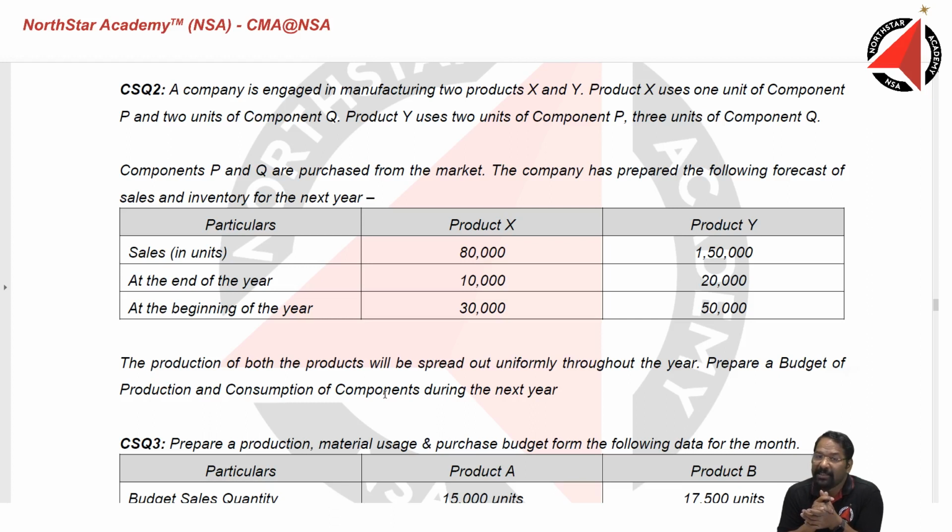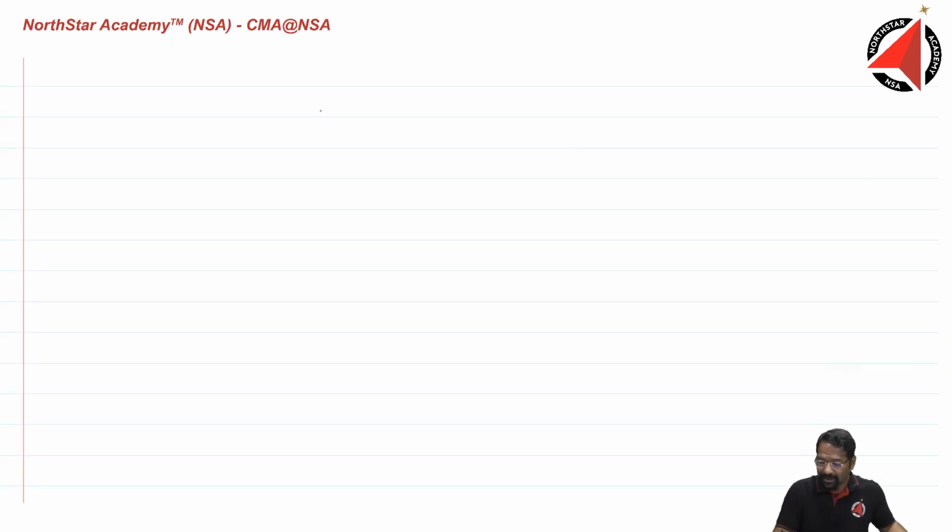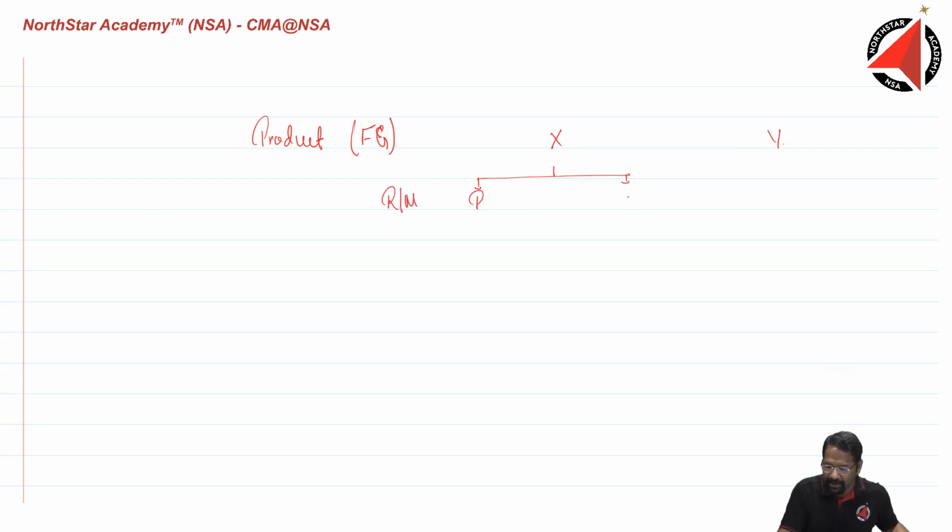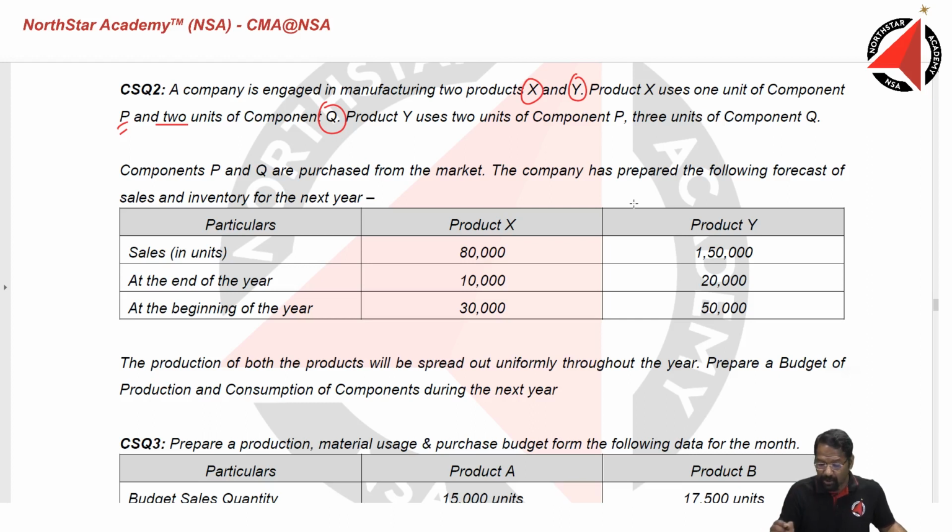A company is engaged in the manufacturing of two products, X and Y. Product X uses 1 unit of component P and 2 units of component Q. In simple words, there is one product called X, there is one product called Y. Product means finished goods which I am dealing in, right? To make 1 unit of product X, I need raw material P and Q. And the question has told that it needs 1 unit of component P.